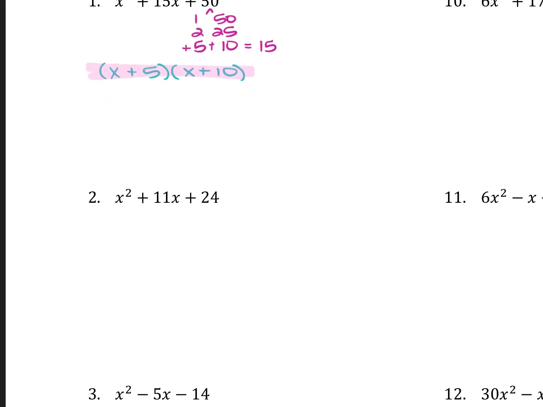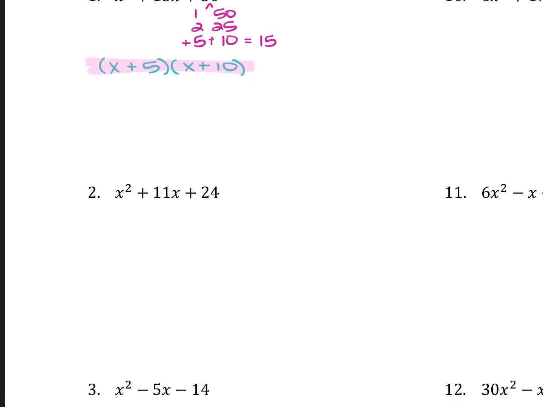For number 2, you have x squared plus 11x plus 24. So again, you're finding the factors of 24 that add up to be 11. That 24 is 1 and 24, 2 and 12, 3 and 8, 4 and 6. If the 3 and the 8 are both positive, you add them. That gives you the 11. So this is going to be x plus 3 times x plus 8. That gives you the 11 when you add them.